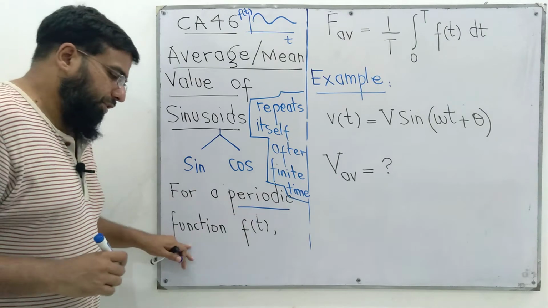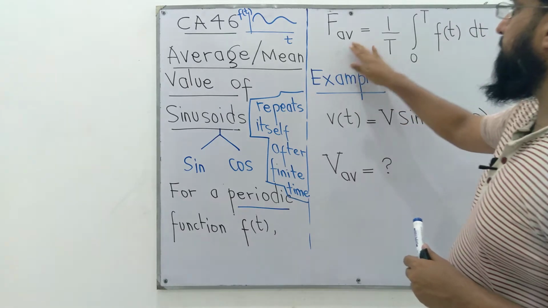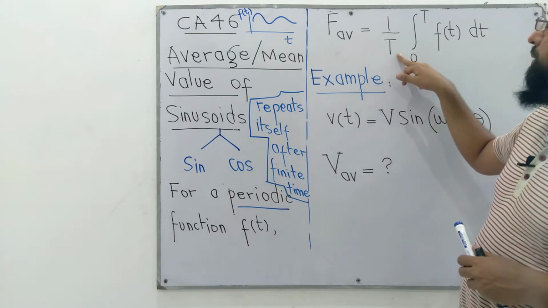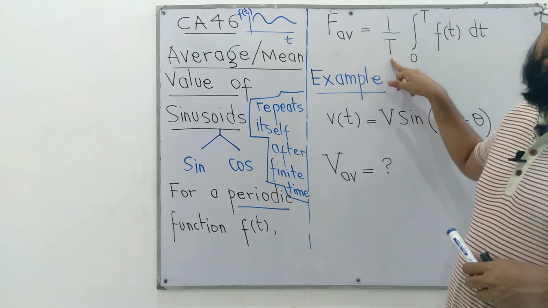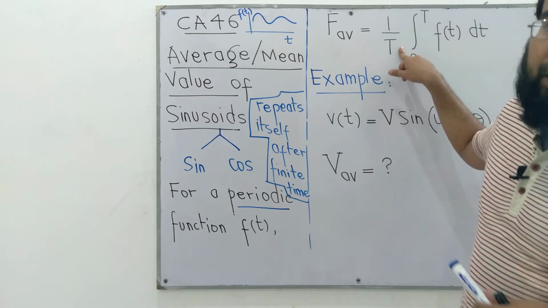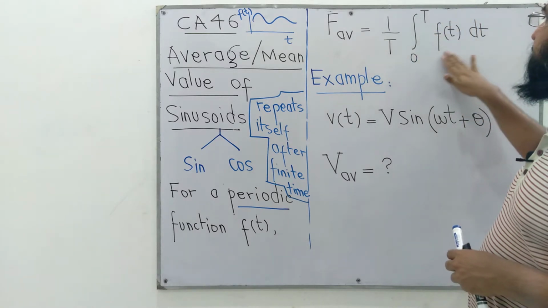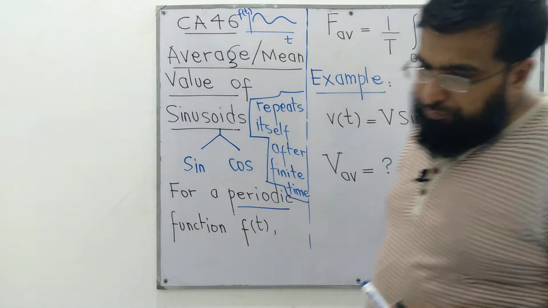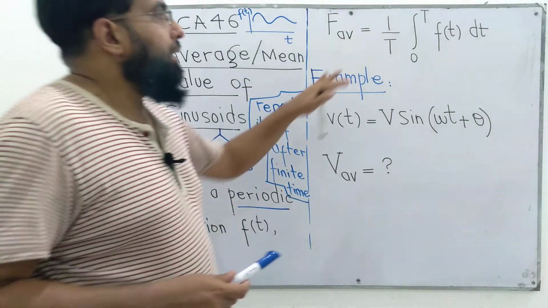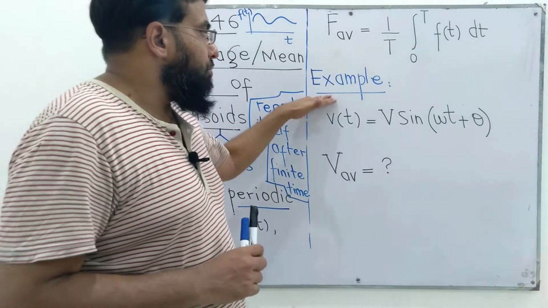For a periodic function f of t, its average value f average is computed. First we divide by the time period. Suppose it's a periodic signal and it repeats itself after time capital T, the time period. We divide it by that number and then we integrate from 0 to its time period, the signal f of t. Right. So to better understand this concept of dividing by time period and integrating, let's solve an example.